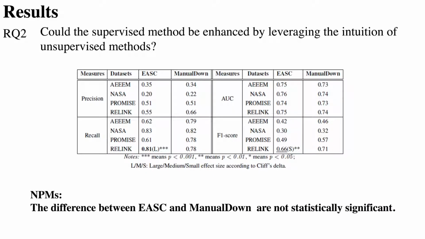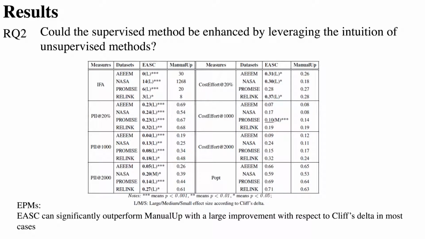As for RQ2, we make a comparison between EASC and the unsupervised method. We found that when considering NPMS, EASC and ManualDown have comparable performance, and the difference between the two methods is not statistically significant. When considering EPMS, EASC can significantly outperform ManualDown with a larger improvement with respect to Cliff's delta in most cases. That's all. Thank you.